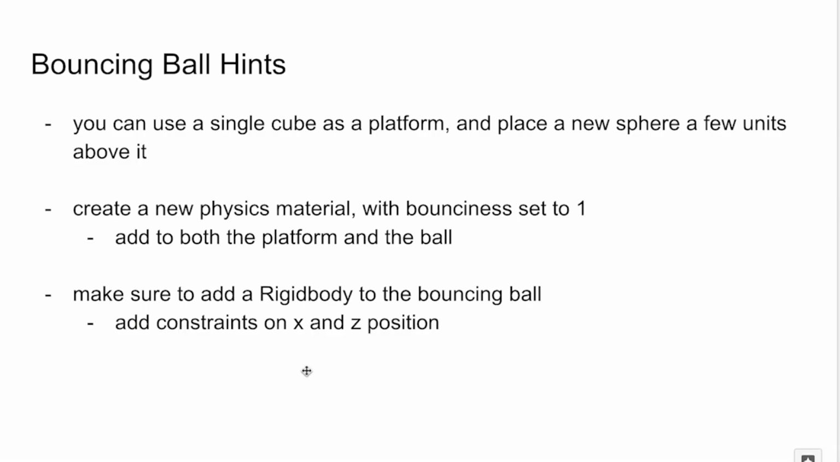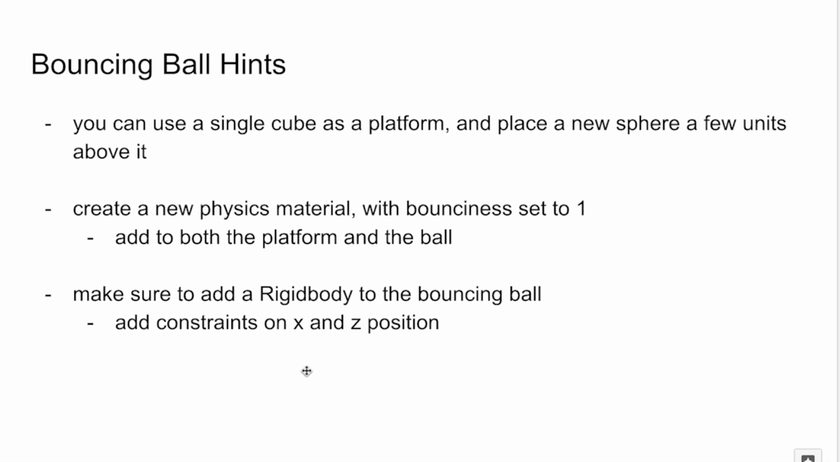All right, so let's have a look at the hints. We can use a single cube as a platform and then place a new sphere a few units above it. We can create a new physics material with bounciness set to 1, and then we need to add that to both the platform and the ball.